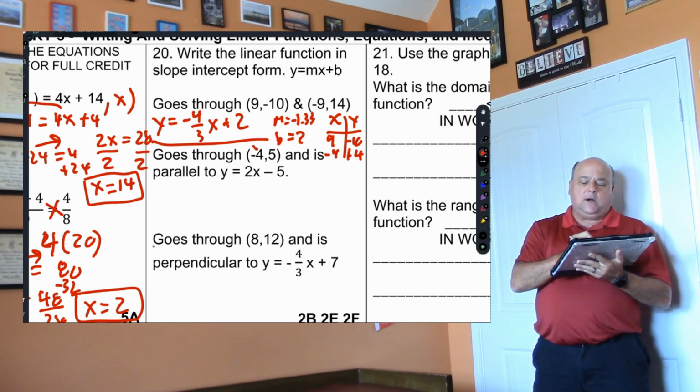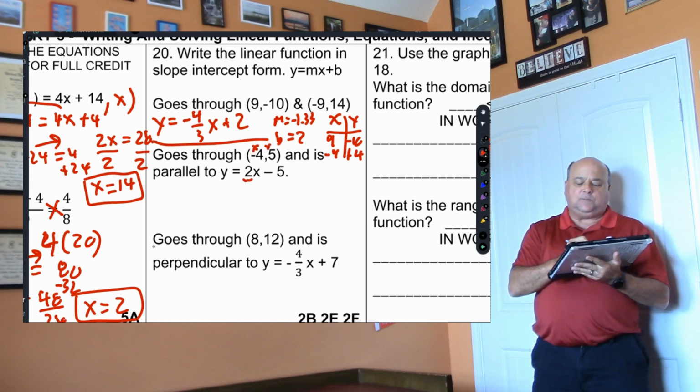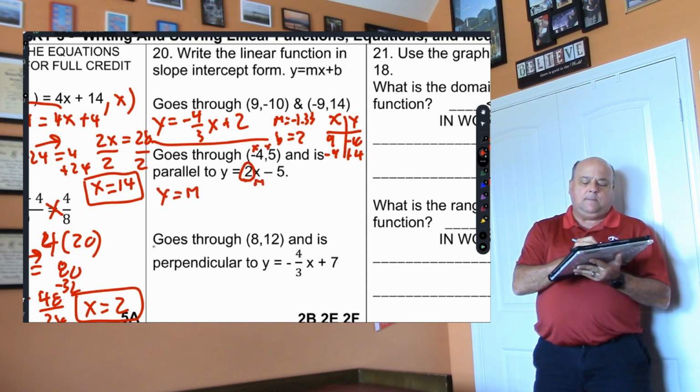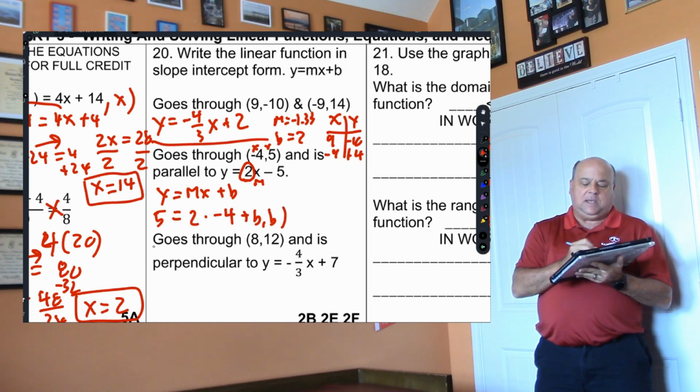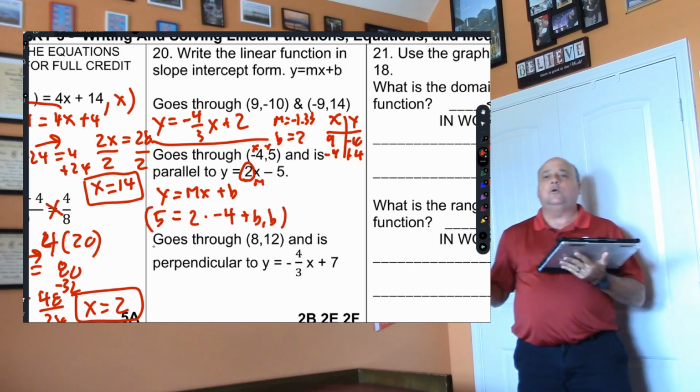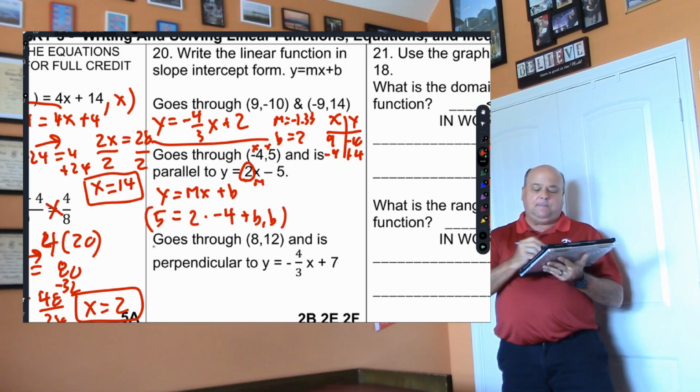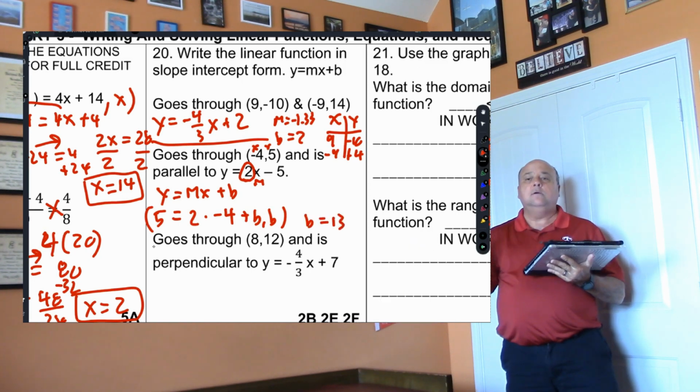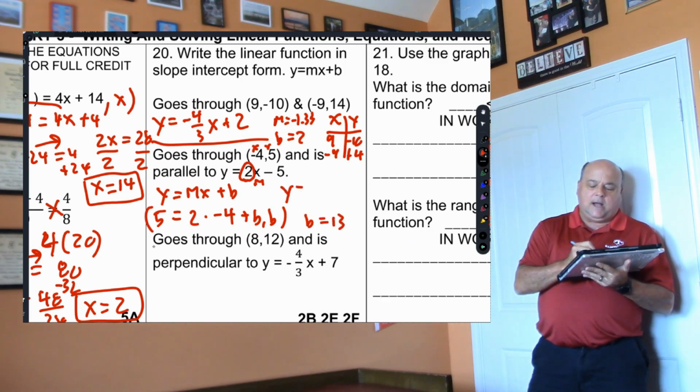Okay, it goes through 4, negative 5. That's my x and y, and it's parallel to 2, so that's my m. So I'm going to write down y equal mx plus b, and my y is negative 5, my m is 2, my x is 4, and I do not know what b is, so I'm going to solve this in NSolve for b. So negative 8, my b is going to end up being 13. So my equation is going to be y equal 2x plus 13.